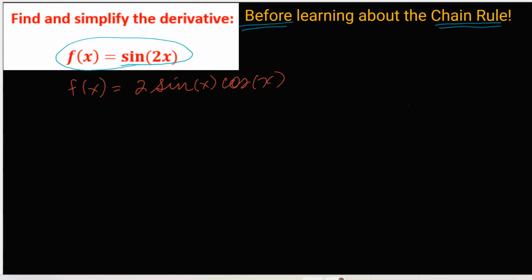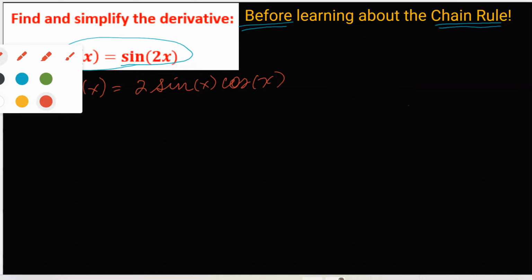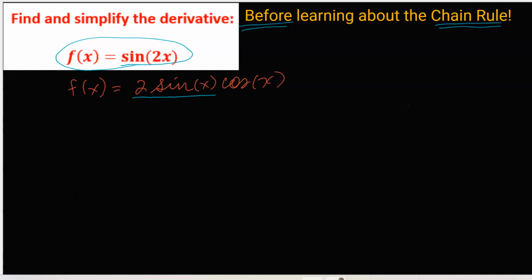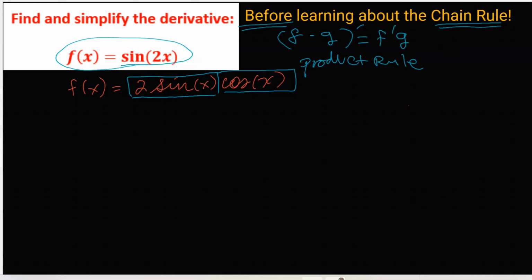So before the chain rule, if you don't know the chain rule yet, you have to use an identity. And that would be sine of 2x is equal to 2 sine of x times cosine of x. At which point you are applying the product rule. And the product rule said if you have a product f multiplied to g, you're taking the derivative, then that would be derivative of the first times the second plus the derivative of the second multiplied by the first. Okay, so that's the product rule.